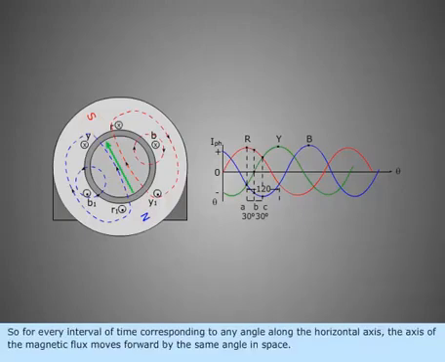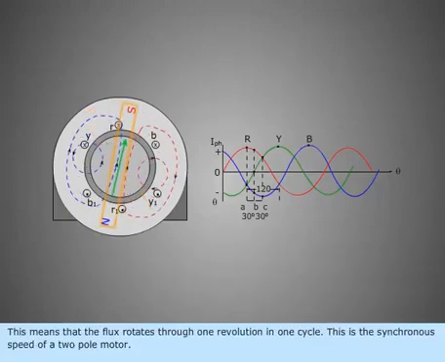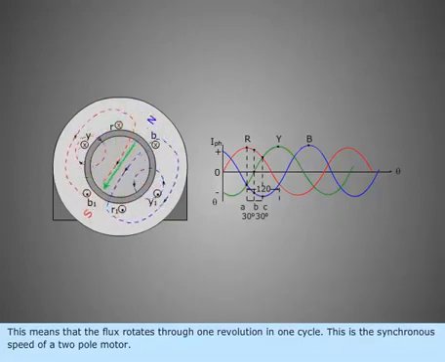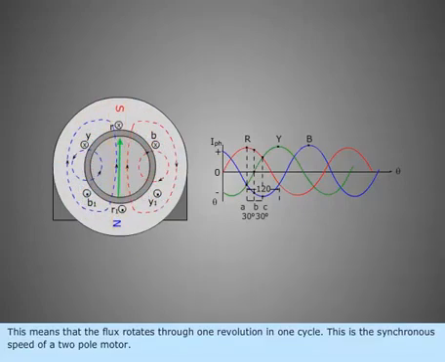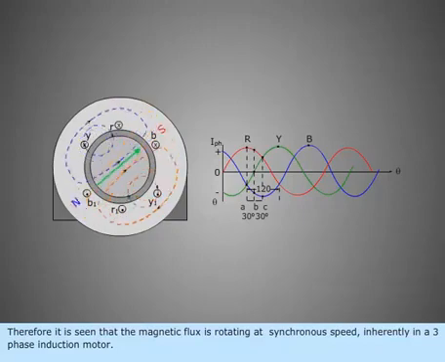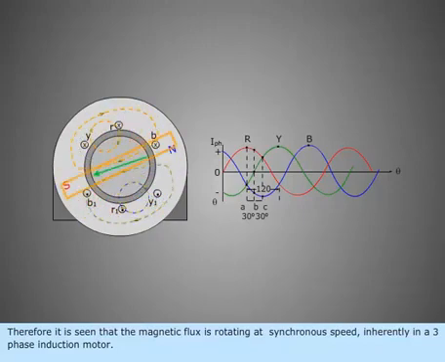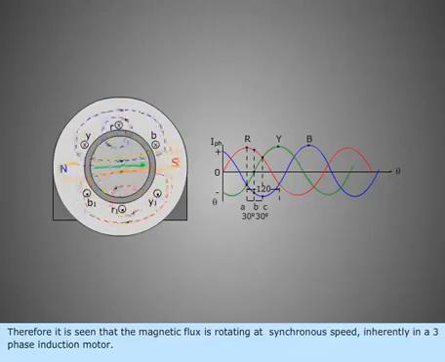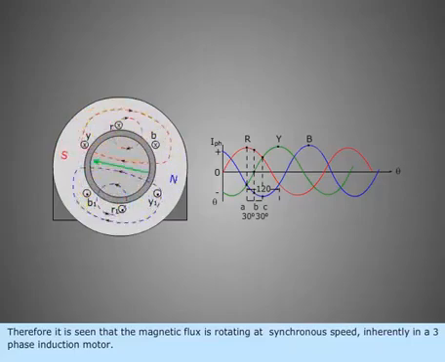So for every interval of time corresponding to any angle along the horizontal axis, the axis of the magnetic flux moves forward by the same angle in space. This means that the flux rotates through one revolution in one cycle. This is the synchronous speed of a two-pole motor. Therefore, it is seen that the magnetic flux is rotating at synchronous speed inherently in a three-phase induction motor.